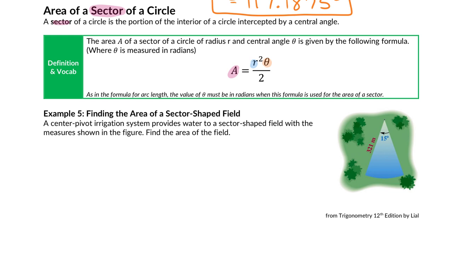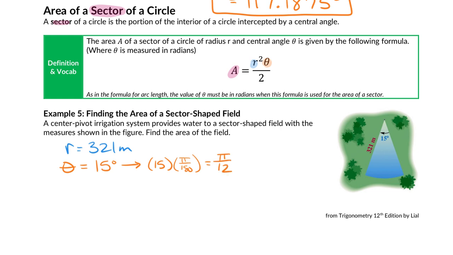We have the diagram here. The things we need for this formula are the radius. What is the radius length of this pivot irrigation system? 321 meters. We also need an angle theta. What is the angle? 15 degrees. But I don't want it in degrees. Let's convert it to radians. So we do 15 times pi over 180. And we leave it in terms of pi so we don't round in the middle of the question. 15 divided by 180 back as a fraction: 1 over 12, so this is pi over 12.